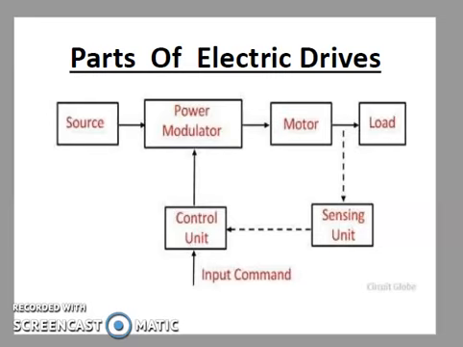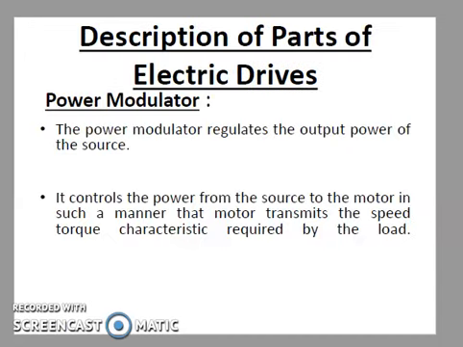In the block, the power modulator performs any one of the functionalities as listed below. First, the power modulator modulates the flow of power from the source to the motor. It modulates the power as per the requirement of the load in the form of speed torque characteristics.